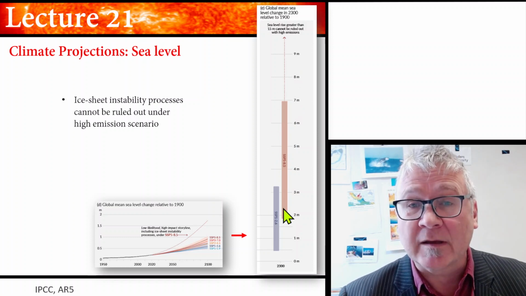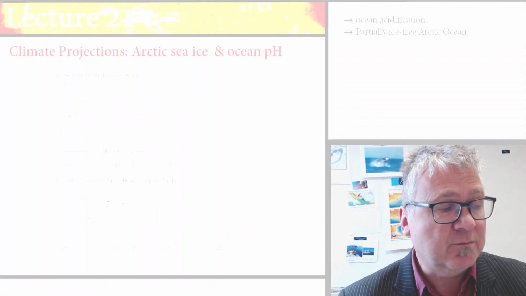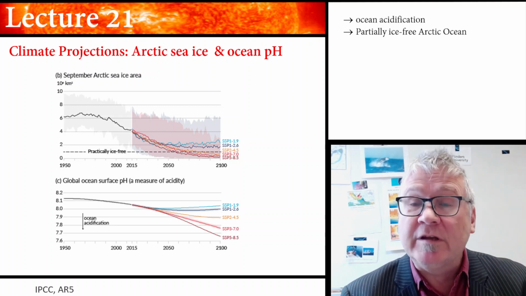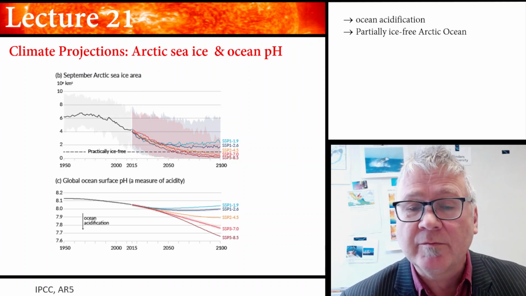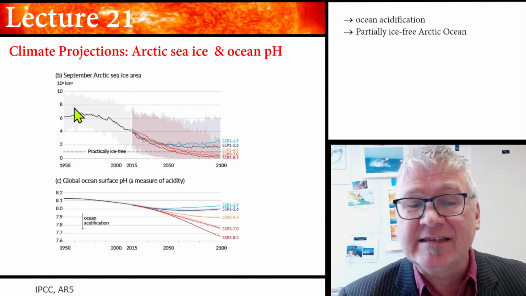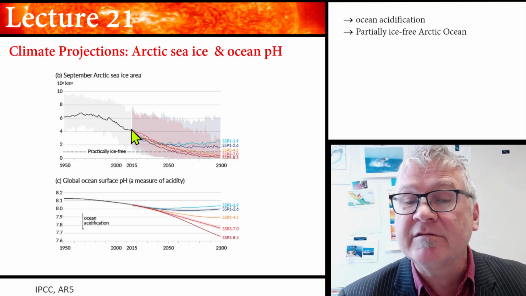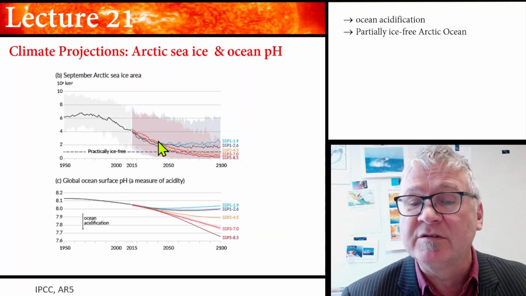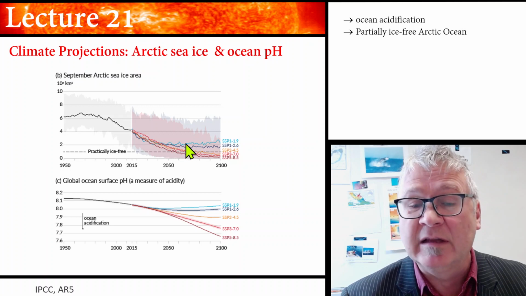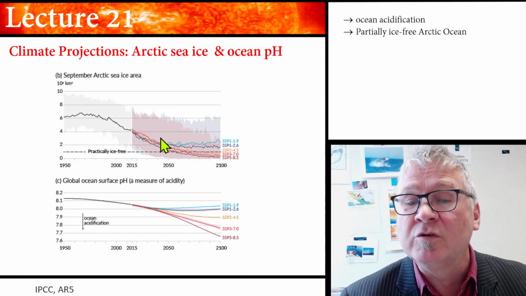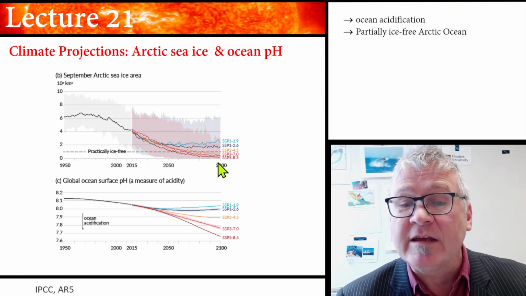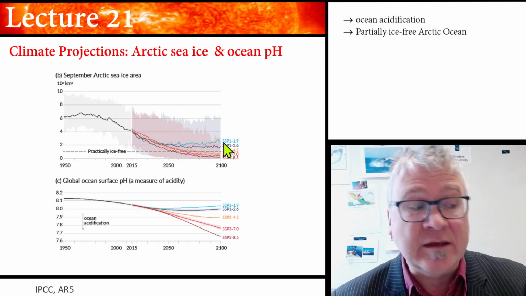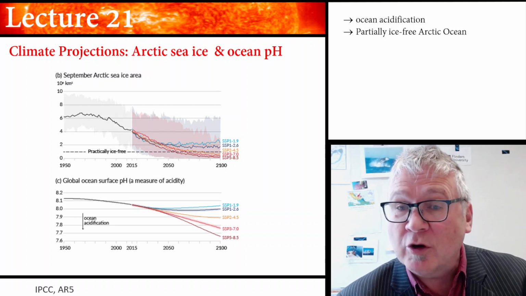Which is not long. Okay, so that's the sea level projection. So Arctic sea ice and ocean pH both depend on the emission scenario. Okay. So we're looking at Arctic sea ice, and we observed a decrease, and that decrease will continue for all scenarios, but then there will be a difference. Either you still have ice in summer, or you will have a partially ice-free Arctic Ocean in summertime. And that depends on the emission scenario. Okay, you get two possibilities.